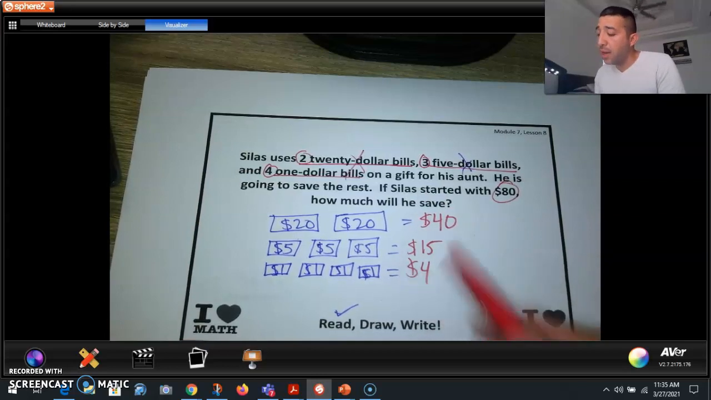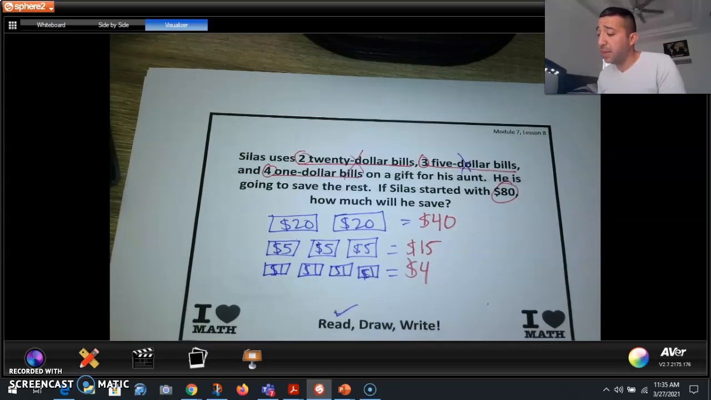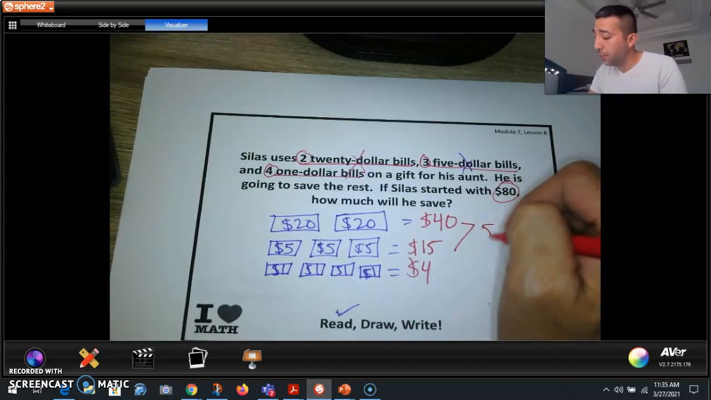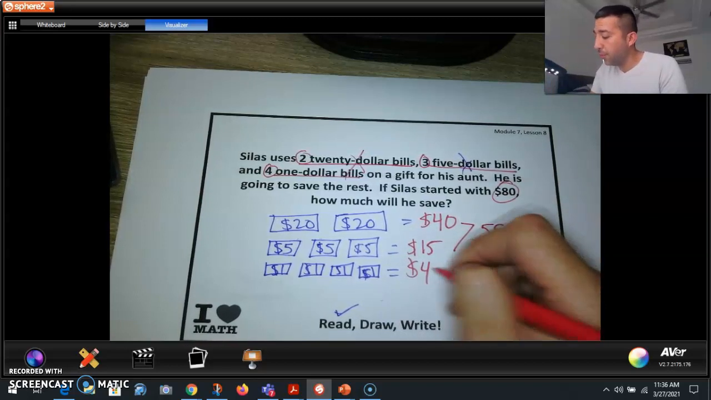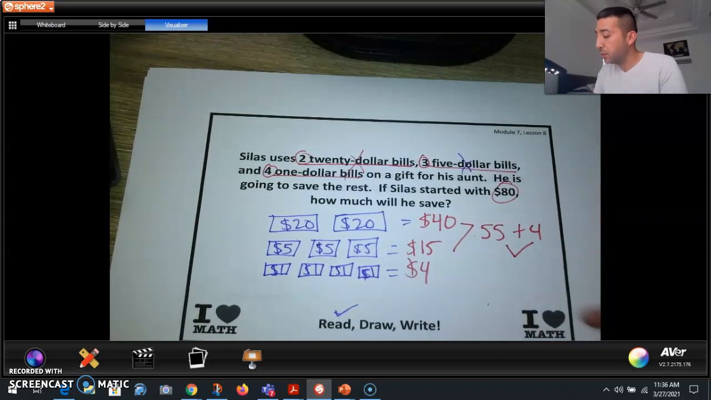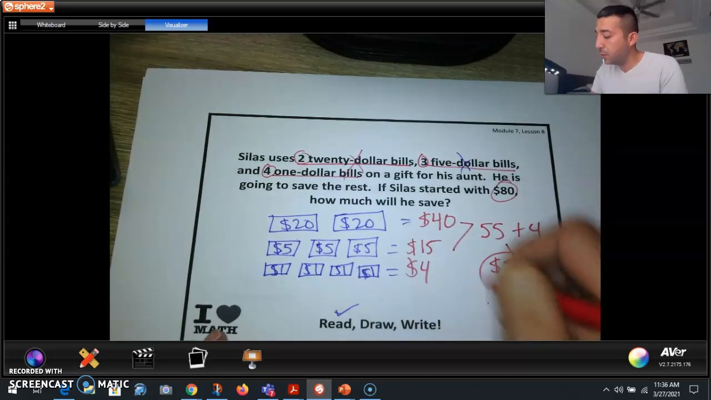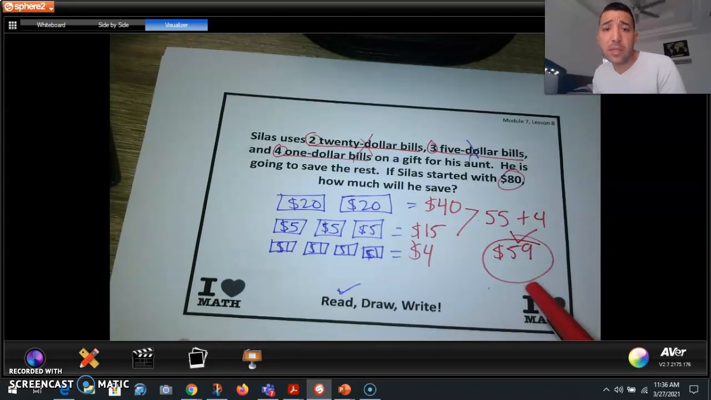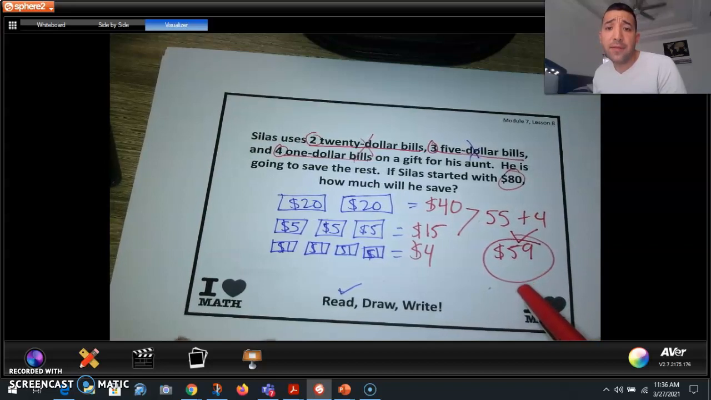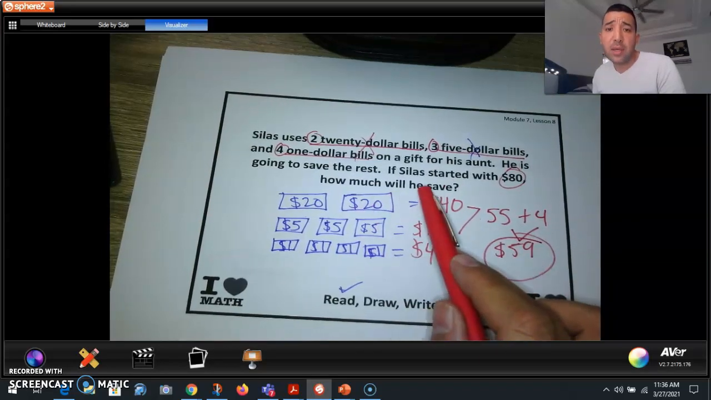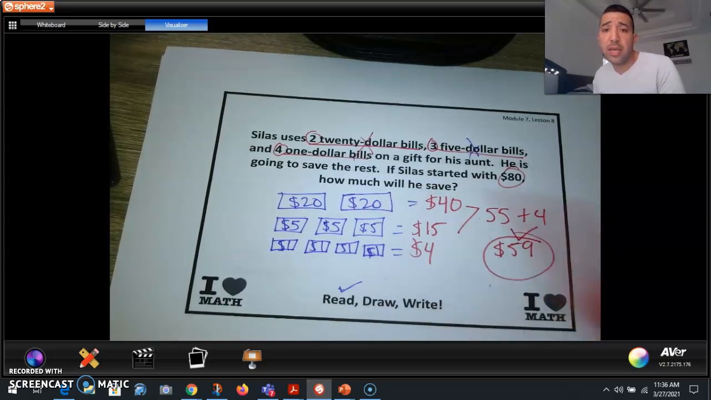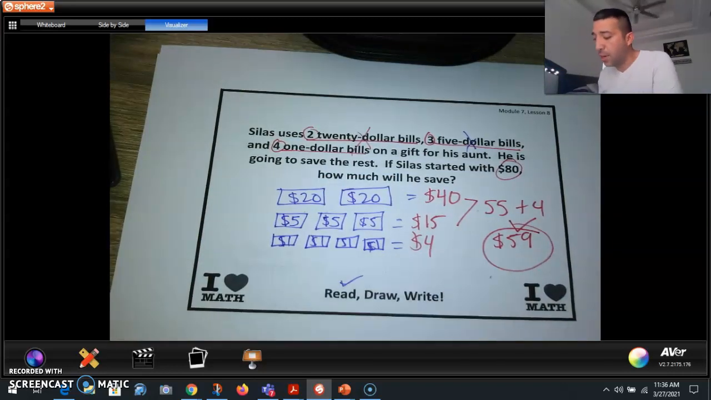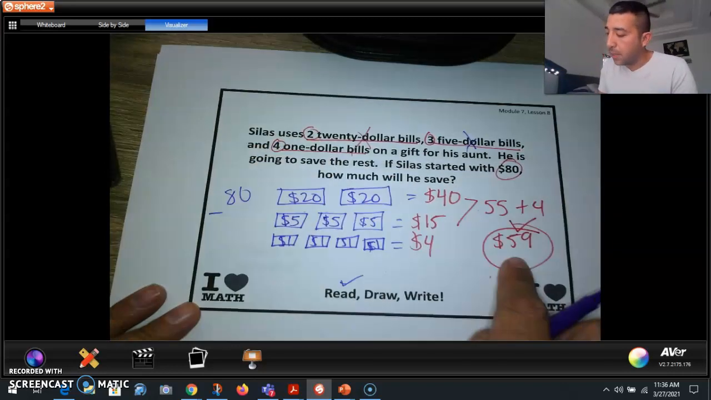Now we need to add how much money he will be spending on his aunt. So 40 plus 15 equals, boys and girls, 55, plus 4 equals $59. Okay, so that's how much Silas is spending on the gift for his aunt. But Silas started with $80. How much will he save? So for that, we're gonna have to subtract: $80 minus 59.